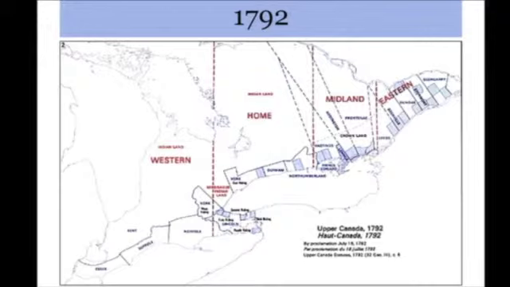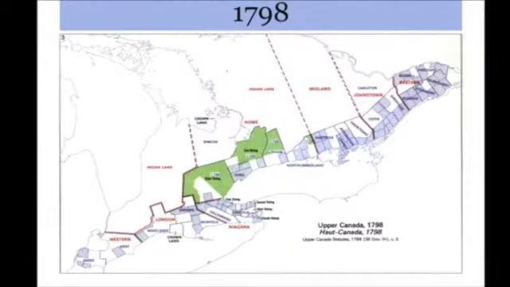So 1792, Upper Canada was created in 1791. And the first early districts are the Western, Home, Midland, and the Eastern District. If you see this area here, of course, that's the area that we are concerned with when it comes to Scugog. Lake Scugog's not on this map. Next map, please. 1798.